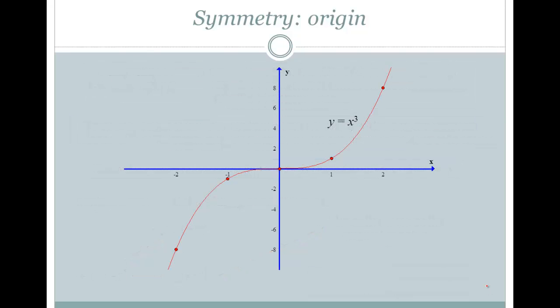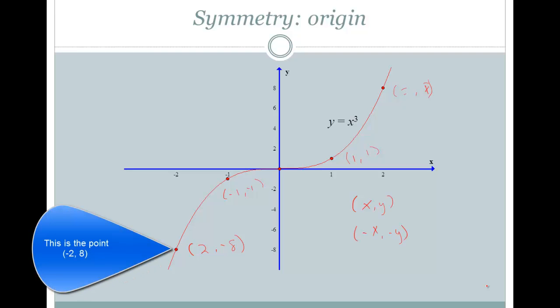It looks like this. If I'm looking at this point here, this point is 1, comma 1. And now I have negative 1, comma negative 1 here. This point up here is 2, comma 8. And down here, I have 2, comma negative 8. Okay? And remember, what's the rule? The rule is if x, comma y is on the graph, then negative x, comma negative y is on the graph. And again, you can see that that is definitely the case in this situation. Okay? So we looked at symmetry there.